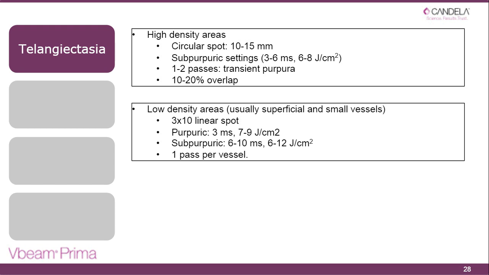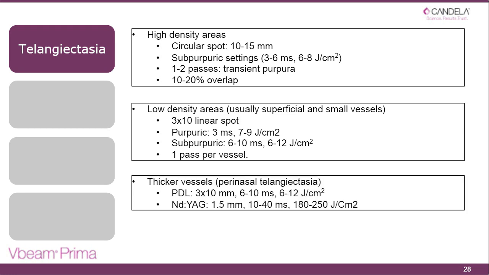So you may use these subpurpura settings very close to the purpura, but you may explain to the patient that when treating telangiectasia, which are thicker or a bit larger, you may need more sessions, and the results may not be as effective as when using just purpura settings. I just make one pass per vessel, and I see the same purpura located on the vessel.